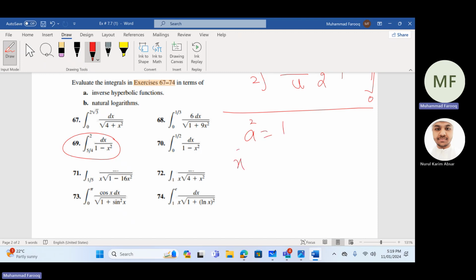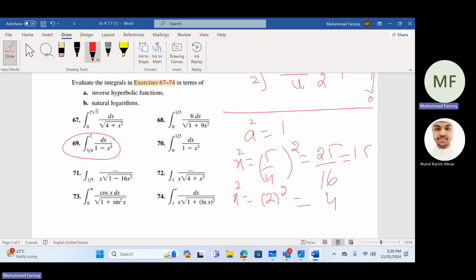Now check x square. X square means 5 by 4 squared, which is 25 by 16, that is 1.5 something. My next value is 2, so x square means 2 squared, which is 4. Now compare. My A square is 1, but my x square 1.5 is more than A, and 4 is more than A. If A is less, tangent or cotangent? Cotangent. So the answer to this question is cotangent.